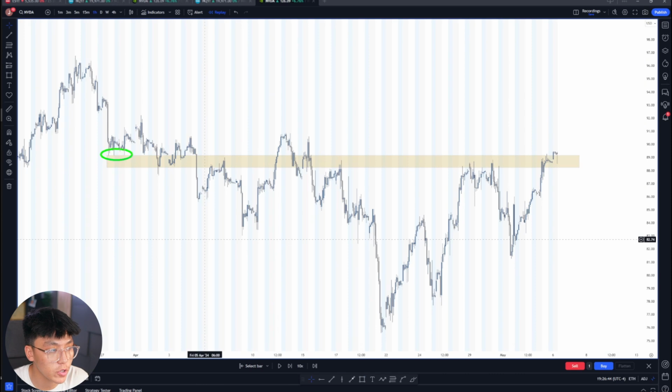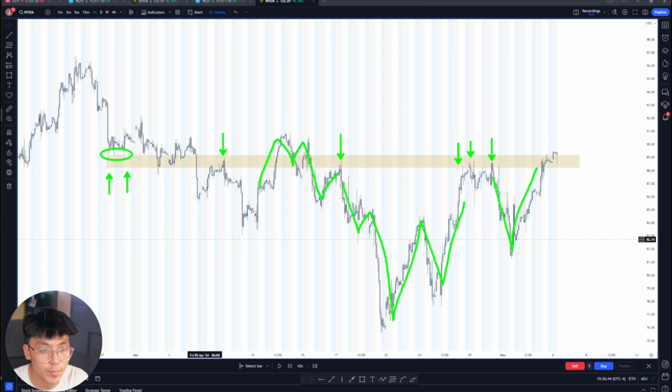You can see we have multiple touches here. This was used as demand. You can see we end up using it as supply right here. We end up getting above it, no real displacement towards the upside. We end up breaking back below, using this as supply for a push towards the downside. You can see right here, we use this as supply once more. Now price is pushing back up to the top of our flip zone.